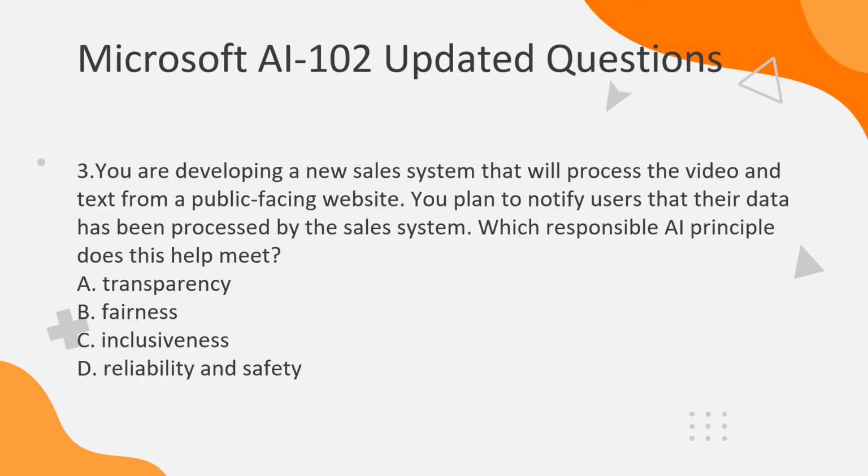3. You are developing a new sales system that will process the video and text from a public-facing website. You plan to notify users that their data has been processed by the sales system. Which responsible AI principle does this help meet? A. Transparency. B. Fairness. C. Inclusiveness. D. Reliability and safety.